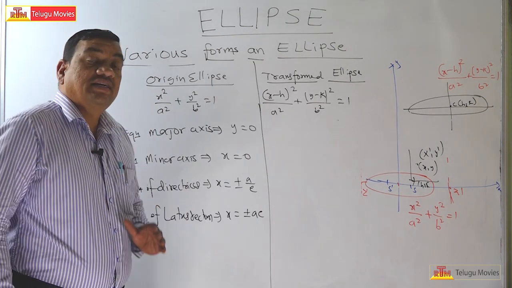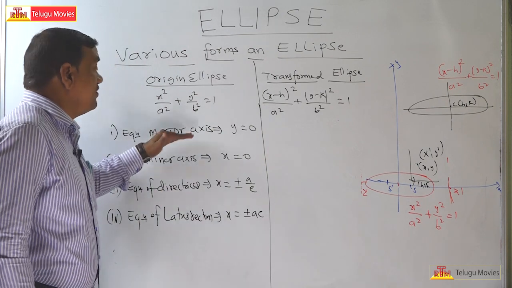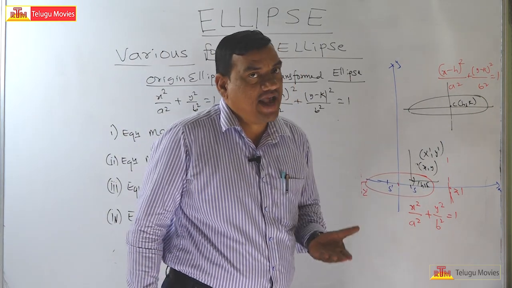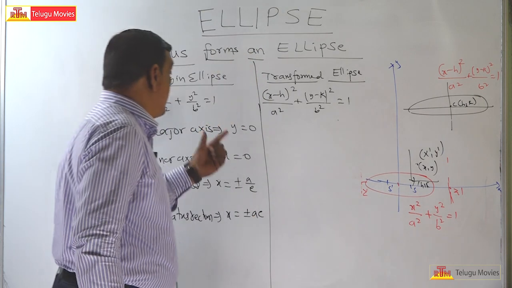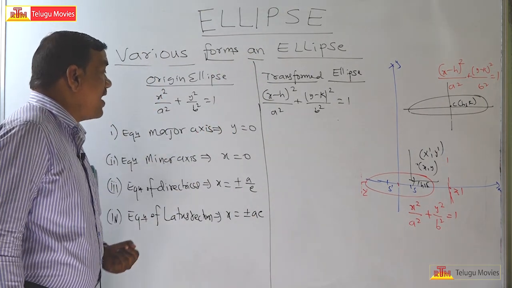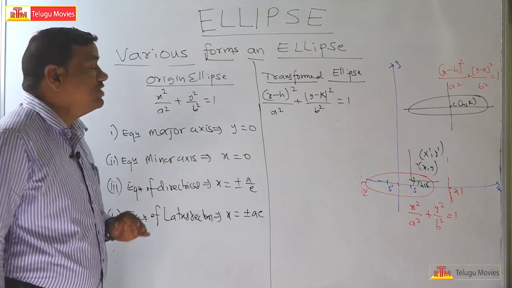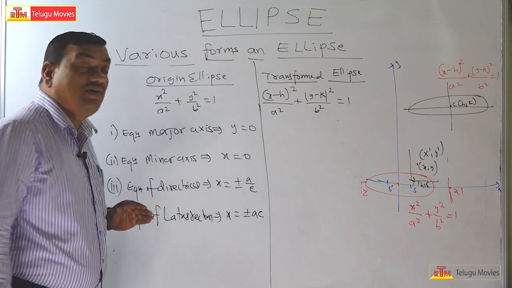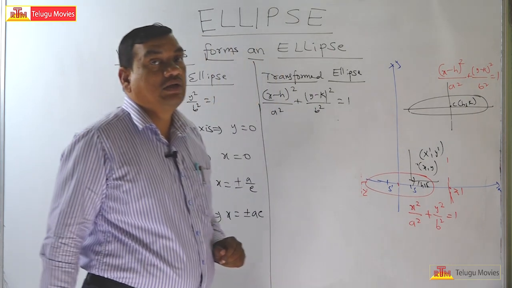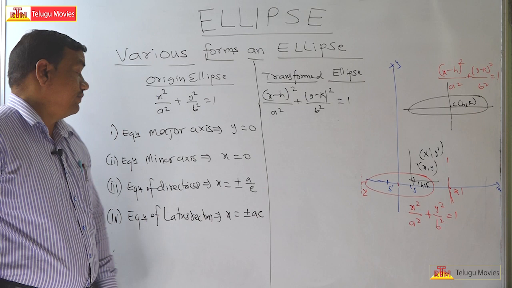Welcome back. Now let us see the equations of the lines. First one, equation of the major axis. What is the major axis here? X axis. What is the equation of x axis? y is equal to 0. Equation of minor axis for this ellipse, x square by a square plus y square by b square is equal to 1. What is the equation of minor axis? Here minor axis is nothing but y axis. Therefore what is the equation of y axis? x is equal to 0.